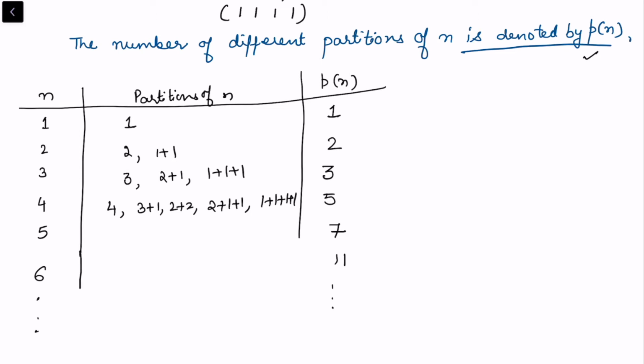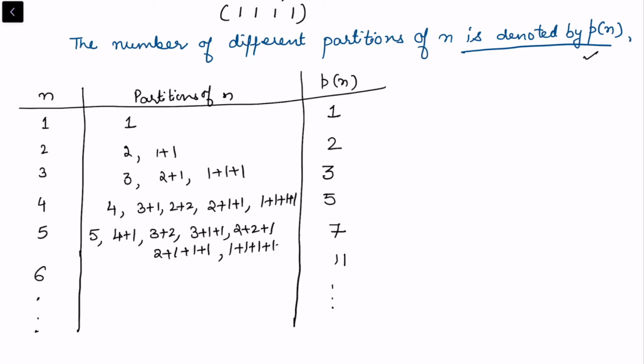For 5 I'll write also. So for 5 we can see there will be a 5, then we have 4 plus 1, then we have 3 plus 2, we can have 3 plus 1 plus 1, we can have 2 plus 2 plus 1, or we can have 2 plus 1 plus 1 plus 1, and then we can have 1 written 5 times. So these are the relevant partitions corresponding to 5.